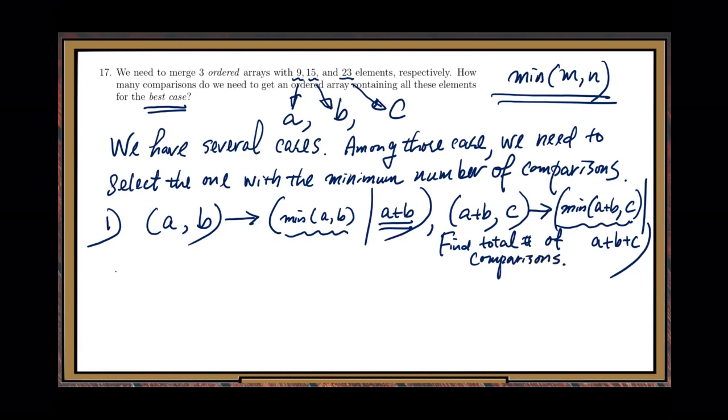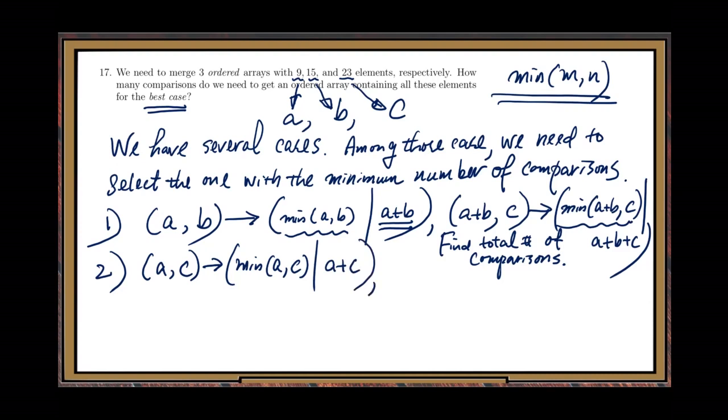All right. Case 2, we do it in a similar way, but with a different merge order. Let's consider A, C first. Then you get the minimum of A, C, then A plus C, right?